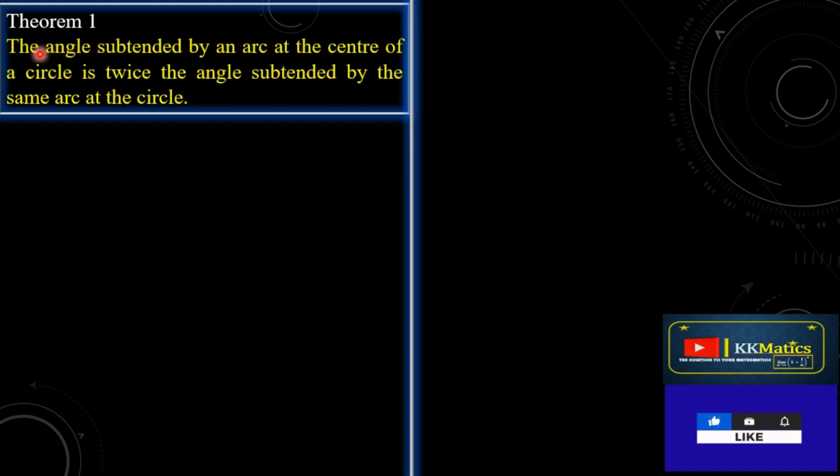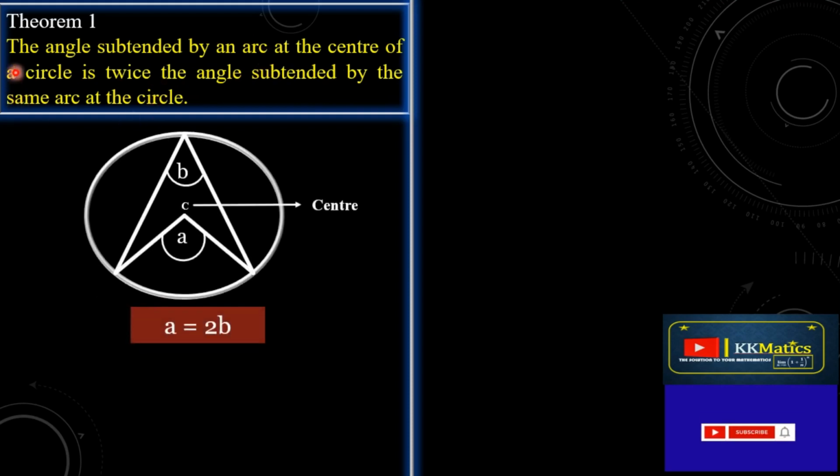So the first one we'll be dealing with is the angle subtended by an arc at the center of the circle is twice the angle subtended by the same arc at the circle. Now it's important for you to take note. You don't actually need to memorize this, but you could take note of this diagram.